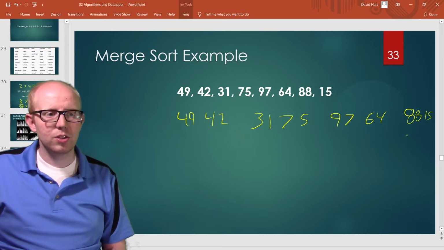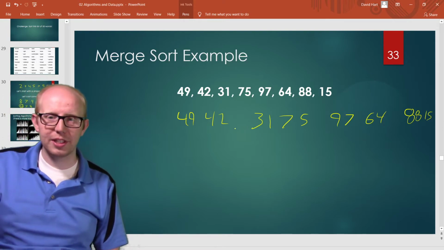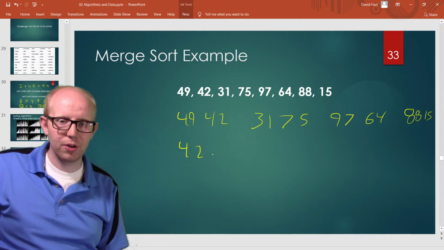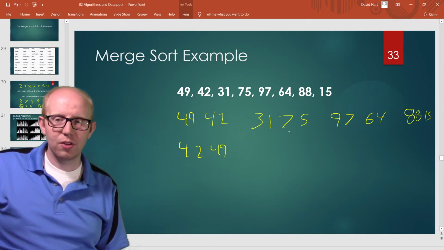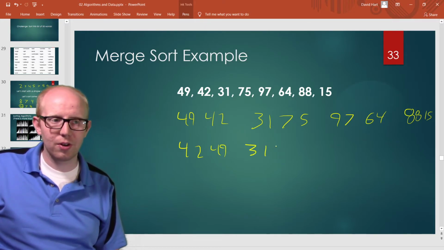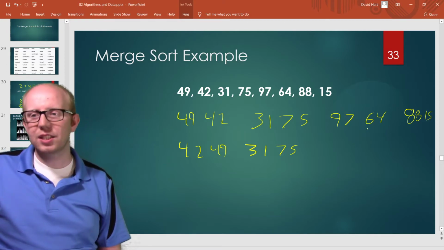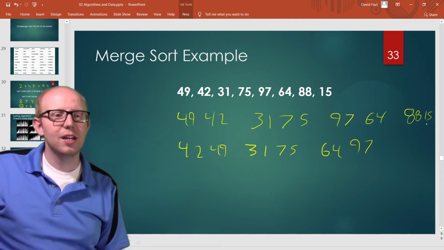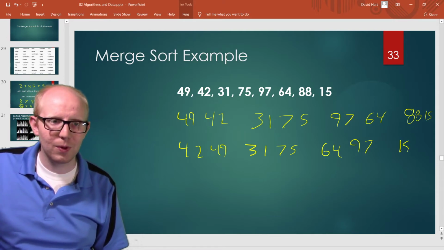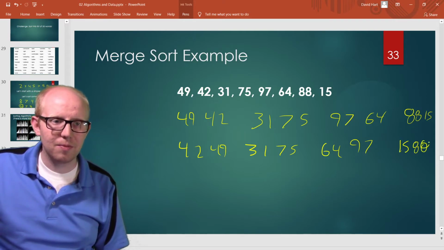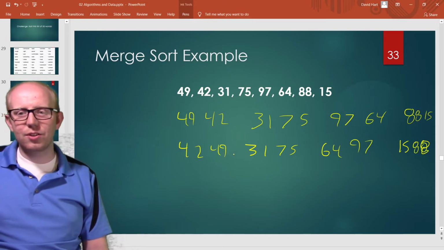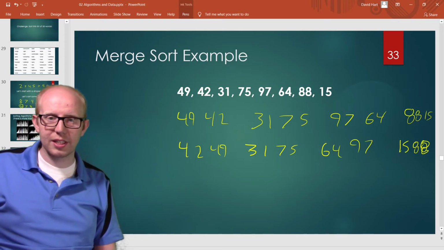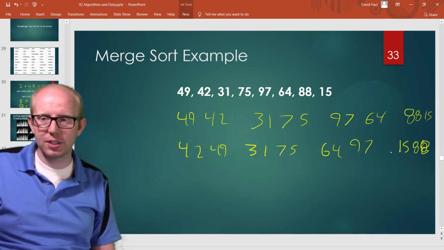Sorting 2 numbers at a time is really easy. 49 and 42, that's 42, 49. 31 and 75, well, that's already in order, 31, 75. 64 and 97, well, let's order that, 64, 97. 15 and 88, we want it in that order. Now it's going to merge the 2 closest lists to each other. So these 2 are closest and these 2 are closest.